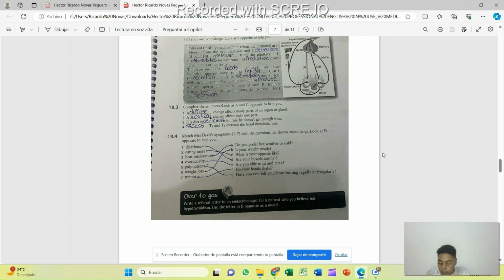3. He is deficient in iron. He doesn't have enough iron. 4. T3 and T4 increase the basal metabolic rate.